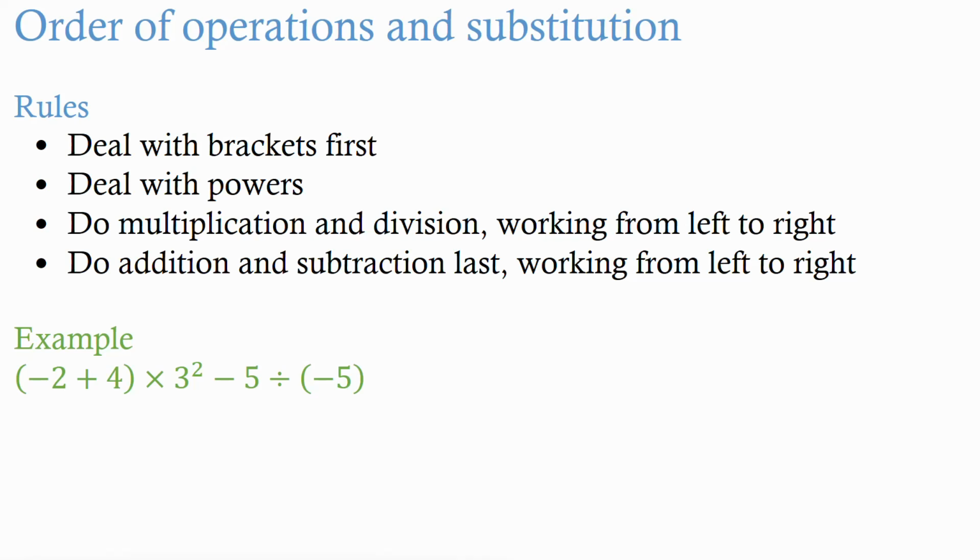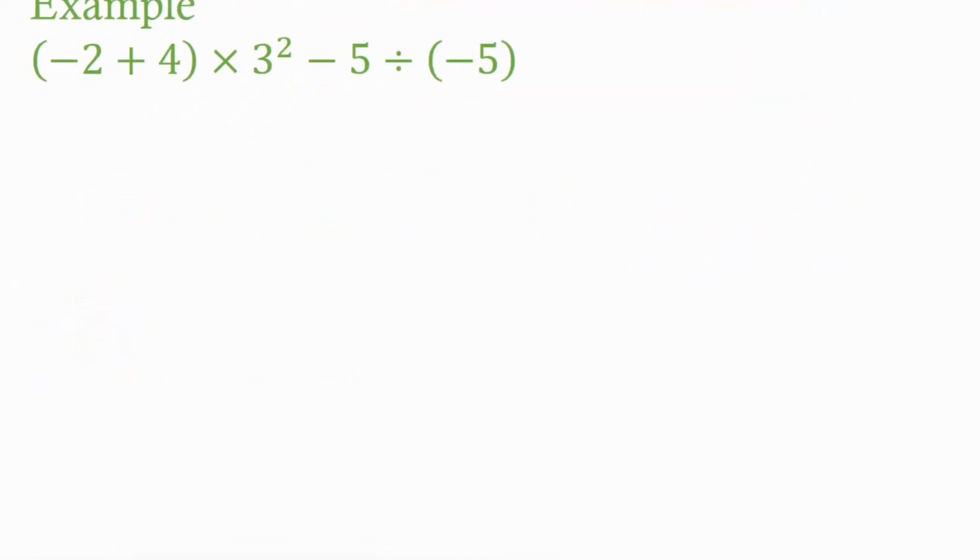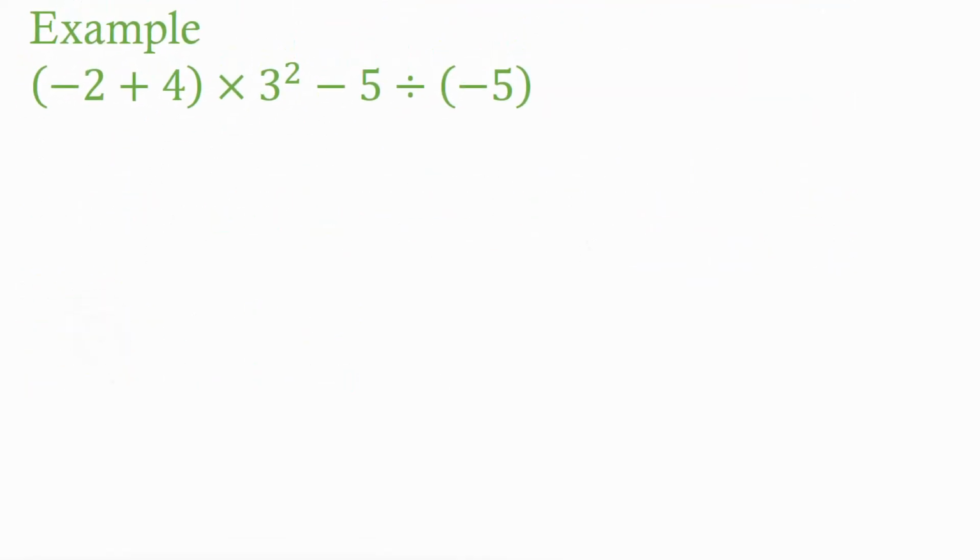So the first one is if you ever have brackets, you do that first. The next part is if you have any powers, you do that second. Finally, you do any multiplication or division, but you always go from left to right. And then lastly, it's addition and subtraction, again, left to right. So below here we have an example, and we're going to solve this.